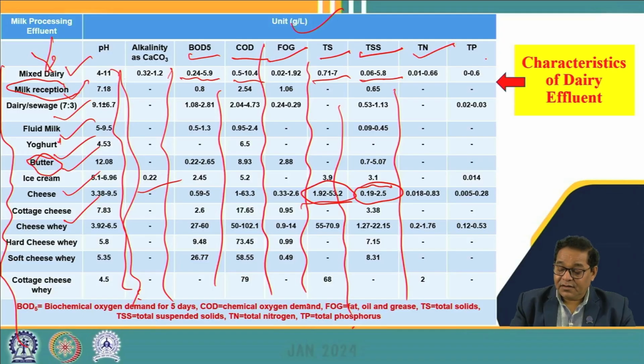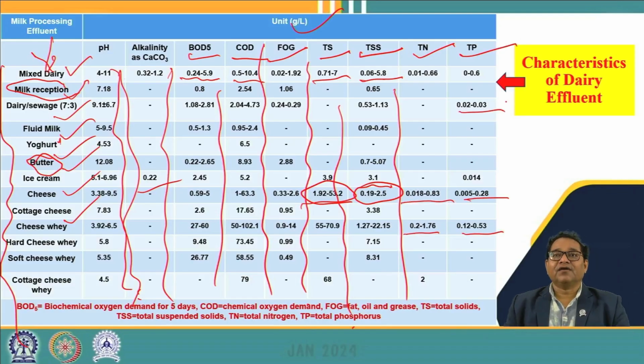Then there is a lot of nitrogen and phosphorus. You can see these are the concentrations in different types of milk products, so it contains a lot of nitrogen and phosphorus as well. So this is basically the overall characteristics of the wastewater produced from this industry.